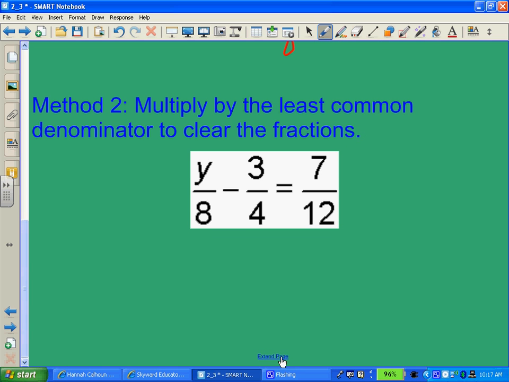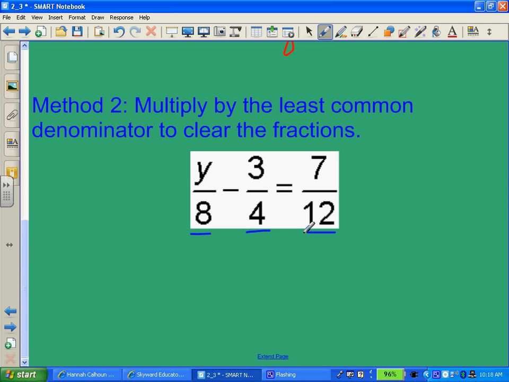Now let's look at the same problem, but use our second method. And again, just a reminder, I want you to pick your favorite and use it. Now method 2 is for people who don't really like fractions very much, and they want to get rid of them. So with this, we multiply by the least common denominator to get rid of the fractions.